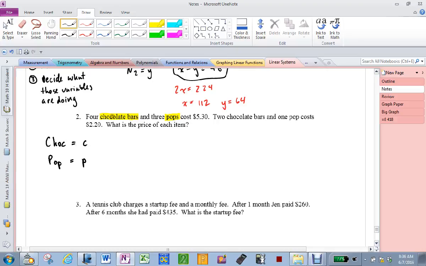4 chocolate bars, 4C, plus 3P equals 5.3. Yeah? If we made the pop an O, it'd be 4C. And 2C plus P equals 2.2. Yeah? Who wants to deal with decimals?